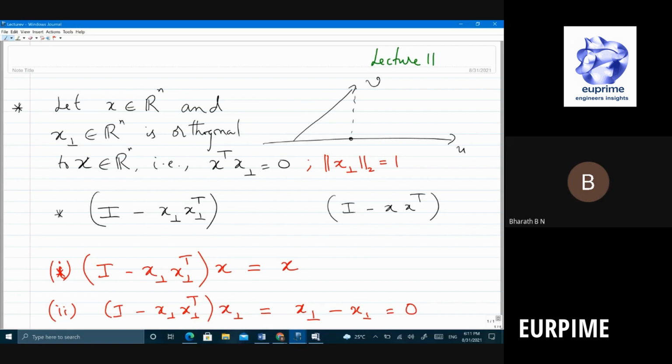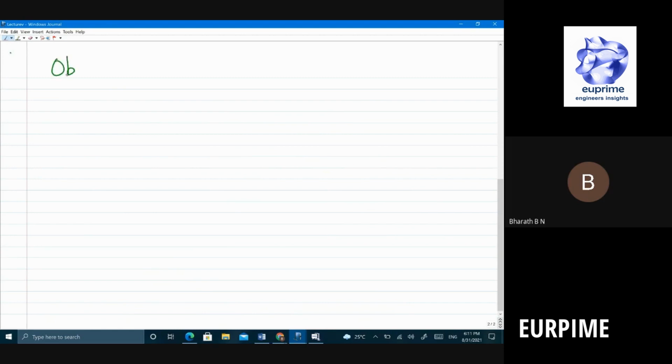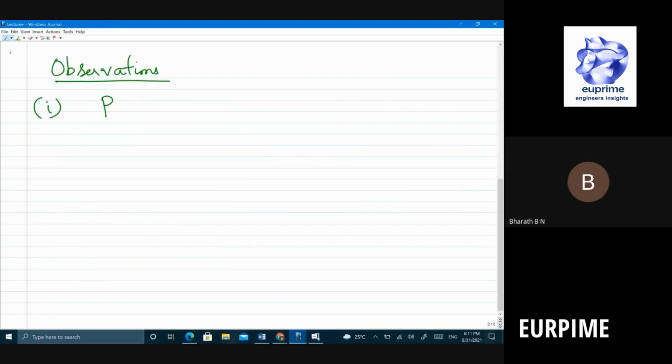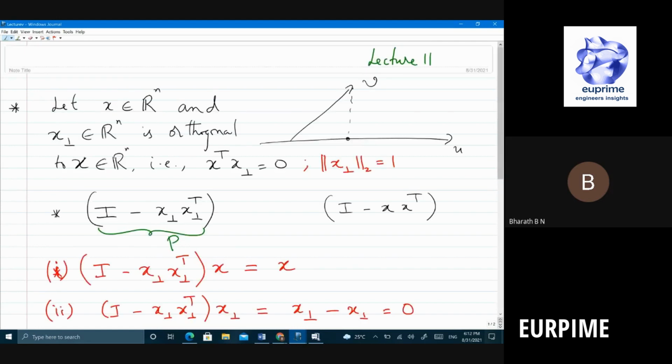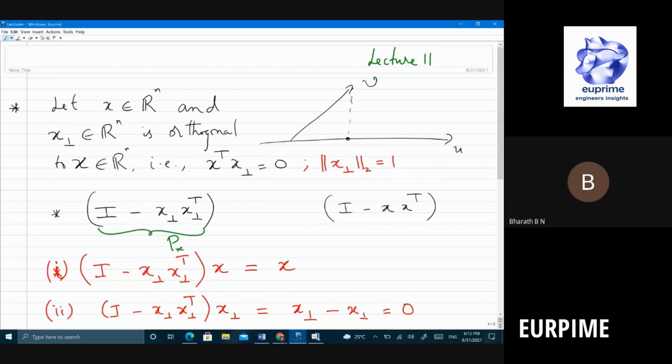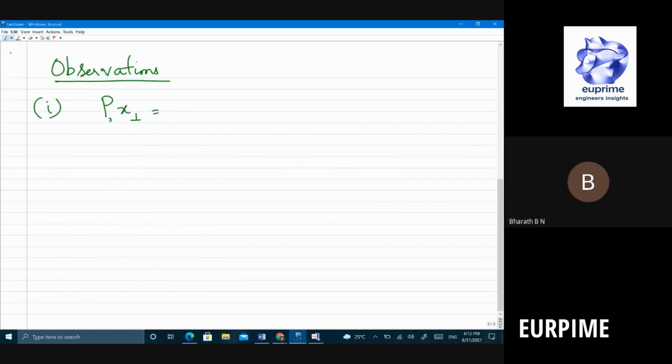So let me write these observations, right? Observations. So what is the first observation? Basically, I'll call this matrix P, okay? So what is this P matrix doing? P times X perp is... is that correct? No, it's 0, right? Okay, sorry for the confusion. So let me use this as X, okay, let me call this PX. So PX applied to X perp is 0. PX applied to X is X itself, right?